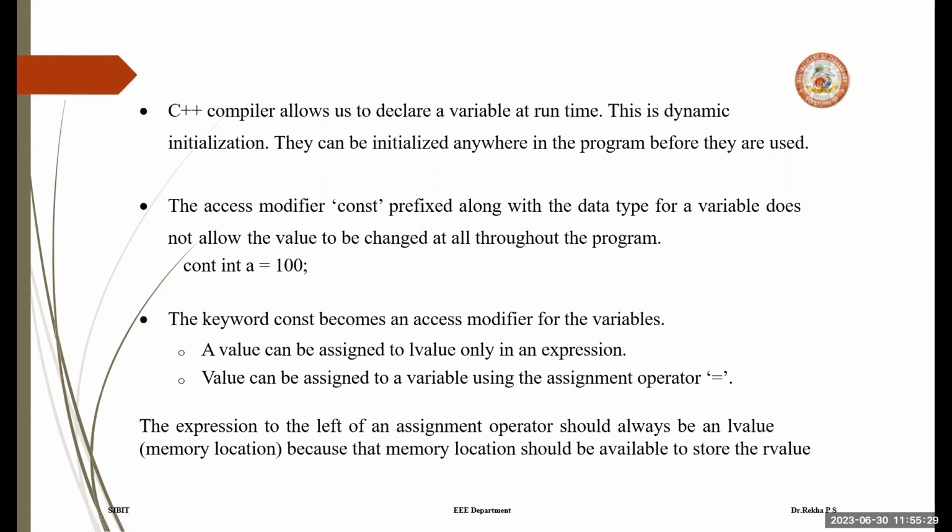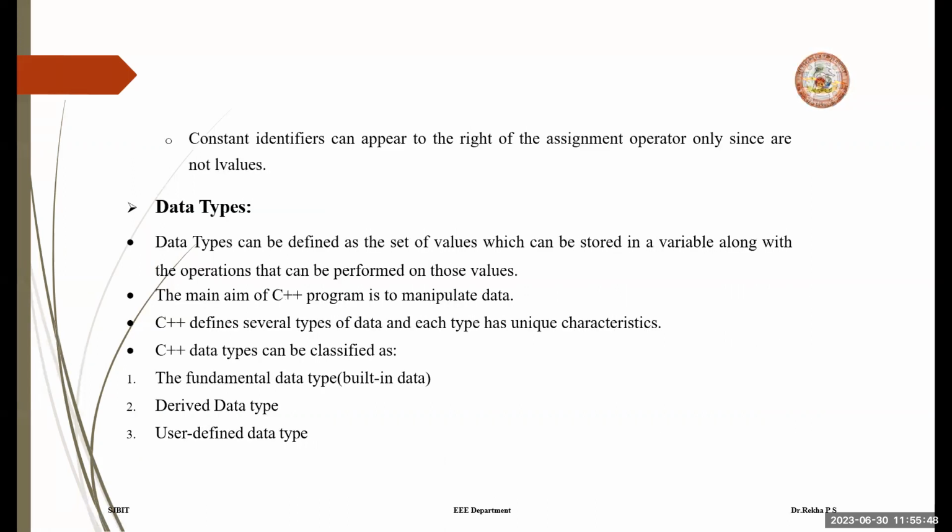So first of all, a value can be assigned to L value only in an expression. So value can be assigned to a variable using the assignment operator is equal to. So the expression to the left of an assignment operator should always be an L value, that is memory location, because that memory location should be available to store the R value. So constant identifiers can appear to the right of the assignment operator only, because they are not L values.